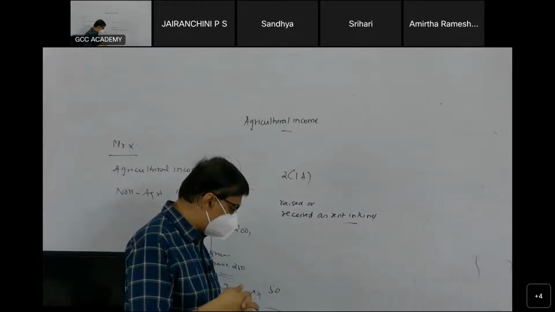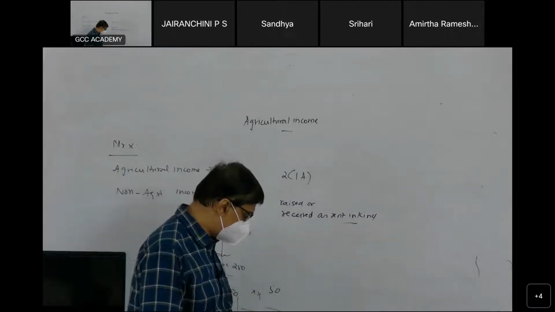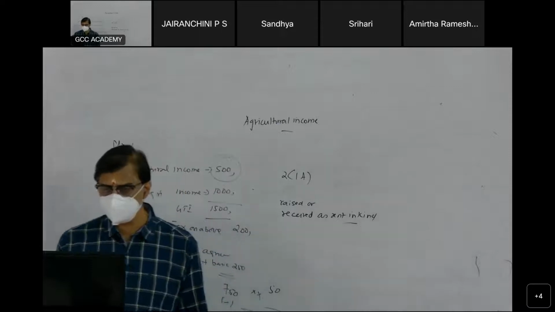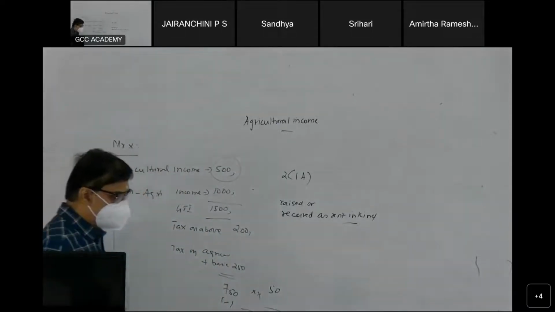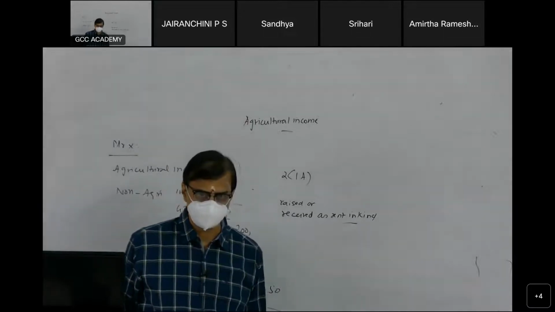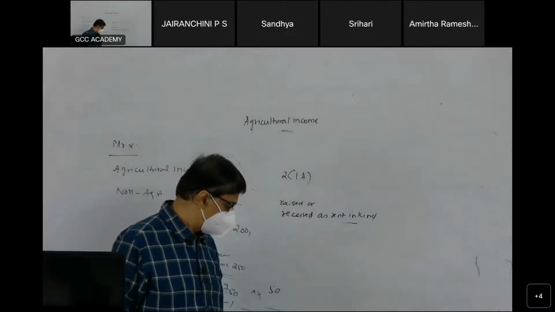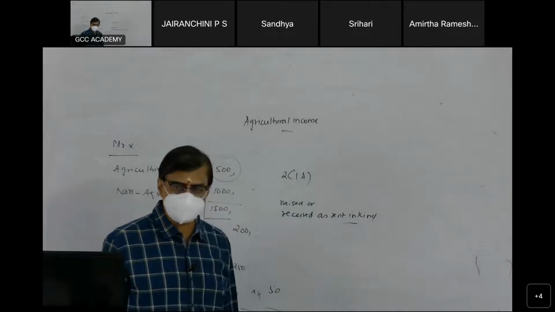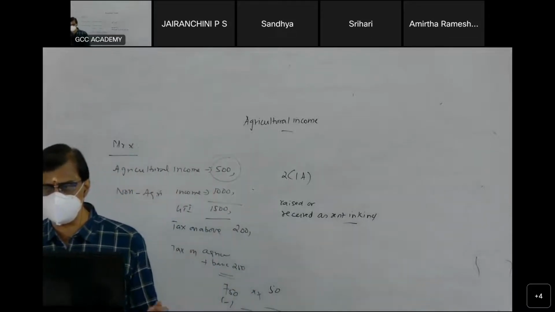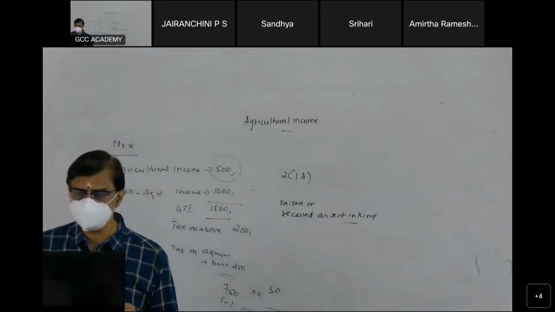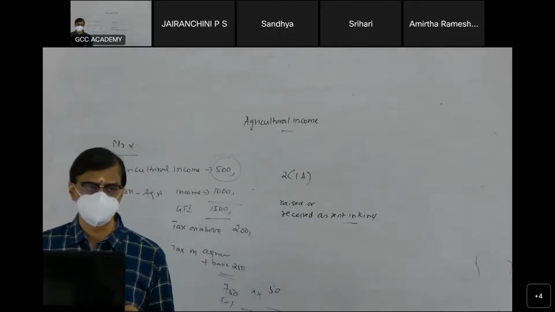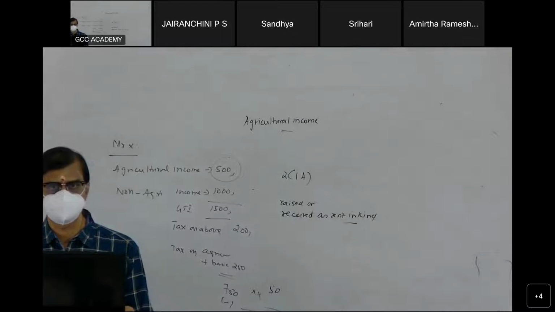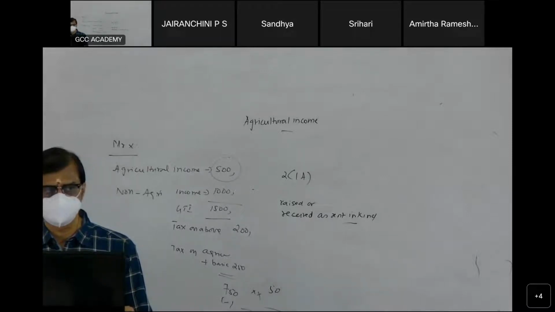Third point, income attributable to a farmhouse, subject to certain conditions. What is this? Income attributable to a farmhouse. What is a farmhouse? Any idea what is a farmhouse?